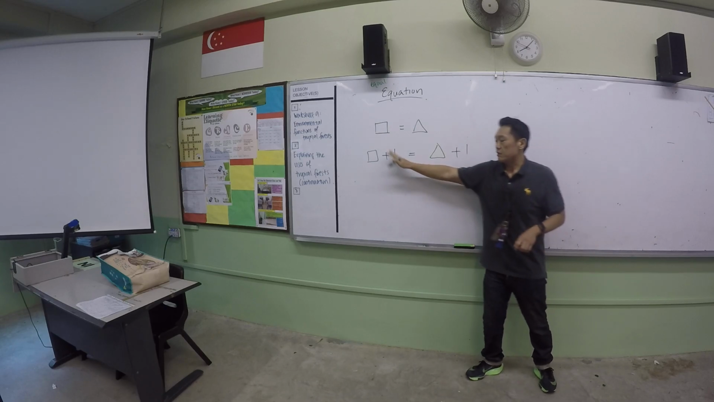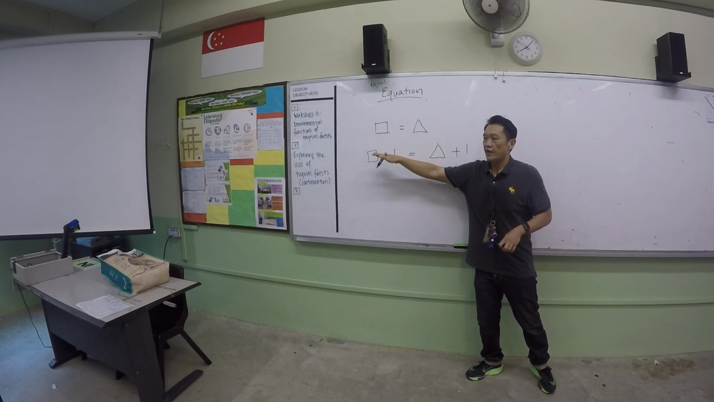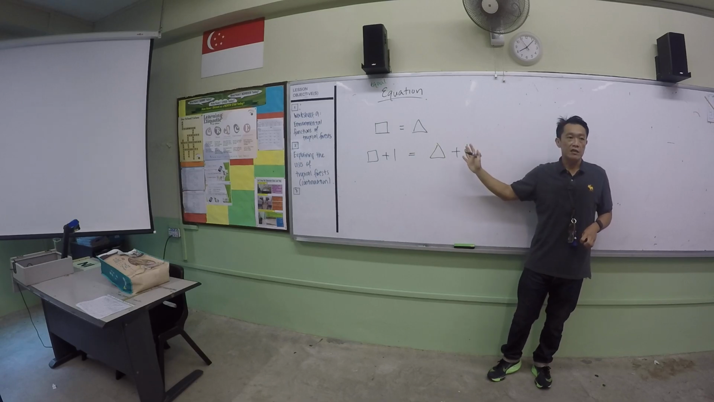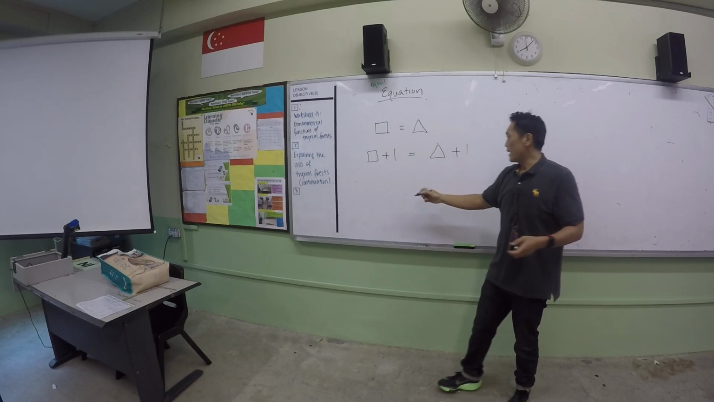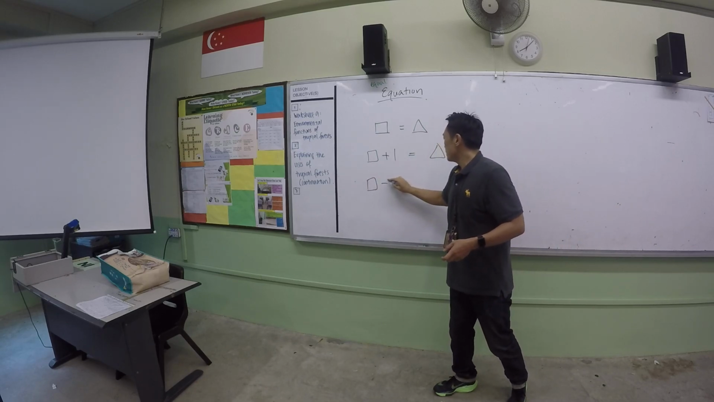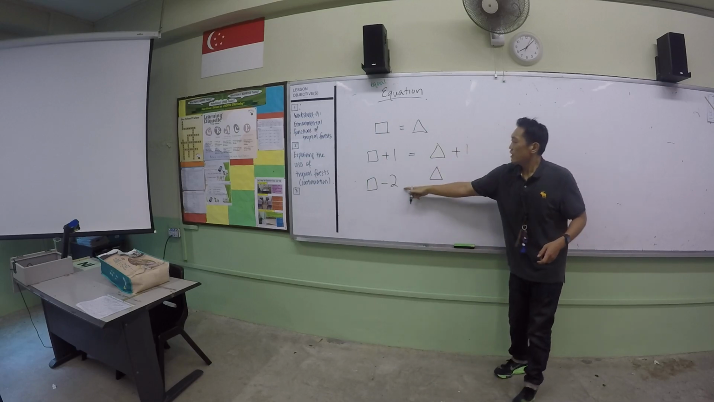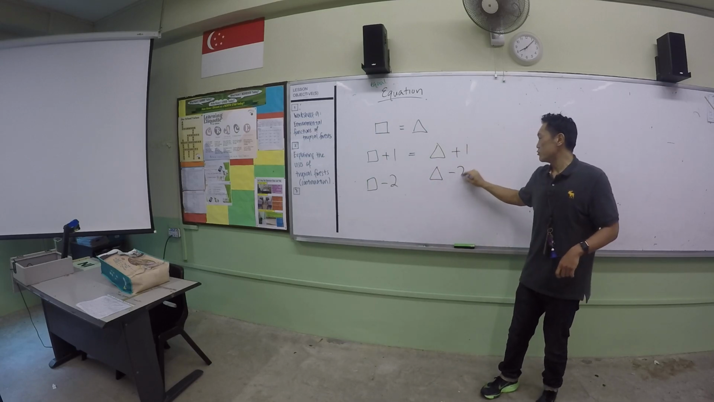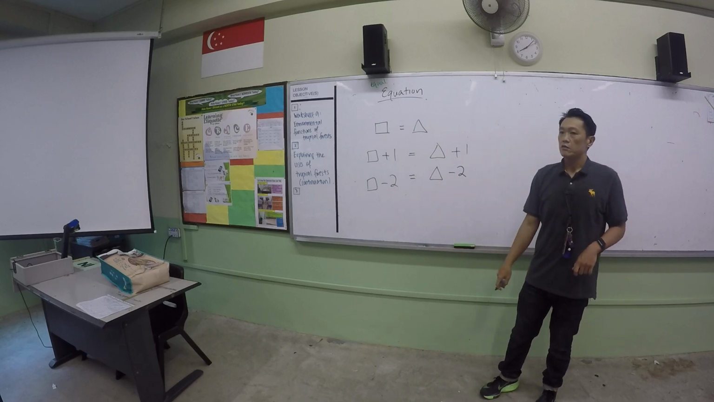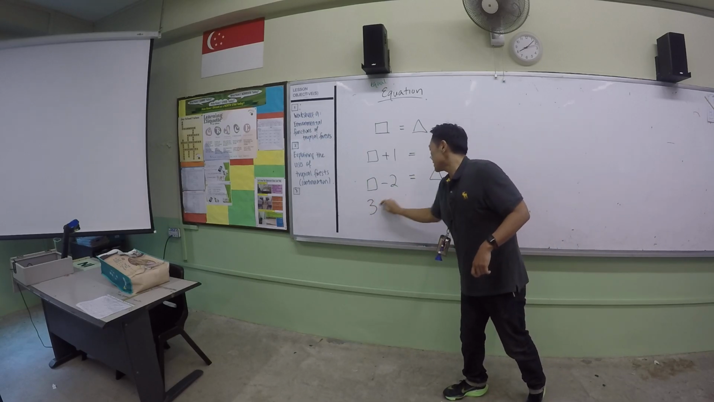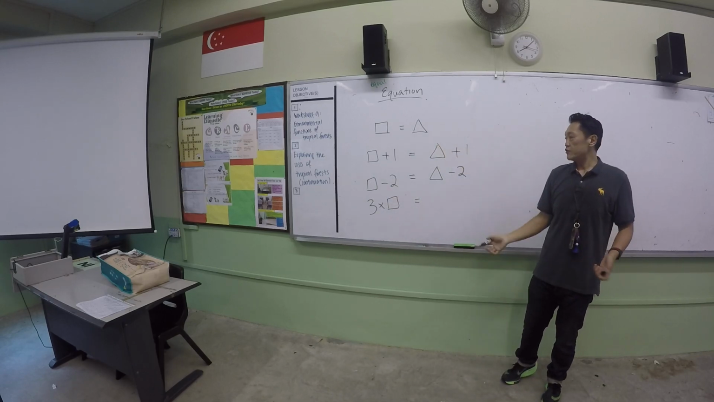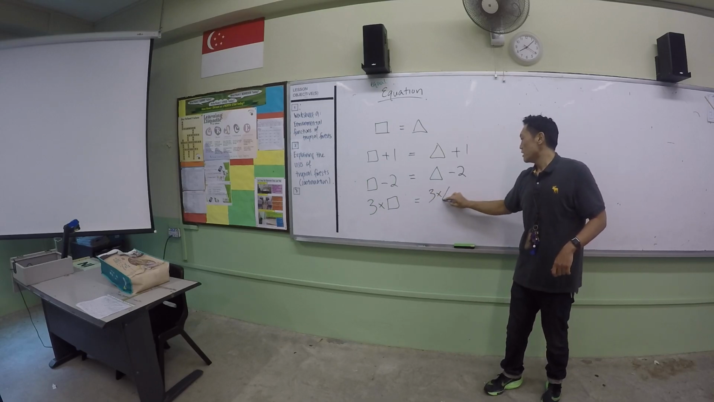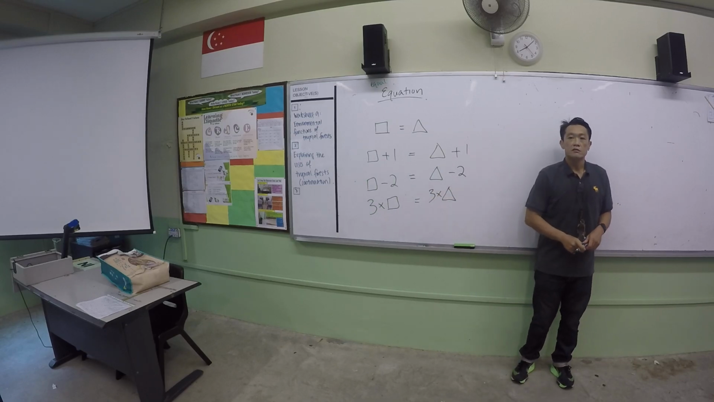I can do anything on one side as long as I do the same thing. Then left and right will still remain the same. It can be addition, it can be subtraction. I want left and right to still be the same, I must do the exact same thing. It can be multiplication. I multiply something to the left, for left and right to still be the same, I must do the exact same thing.